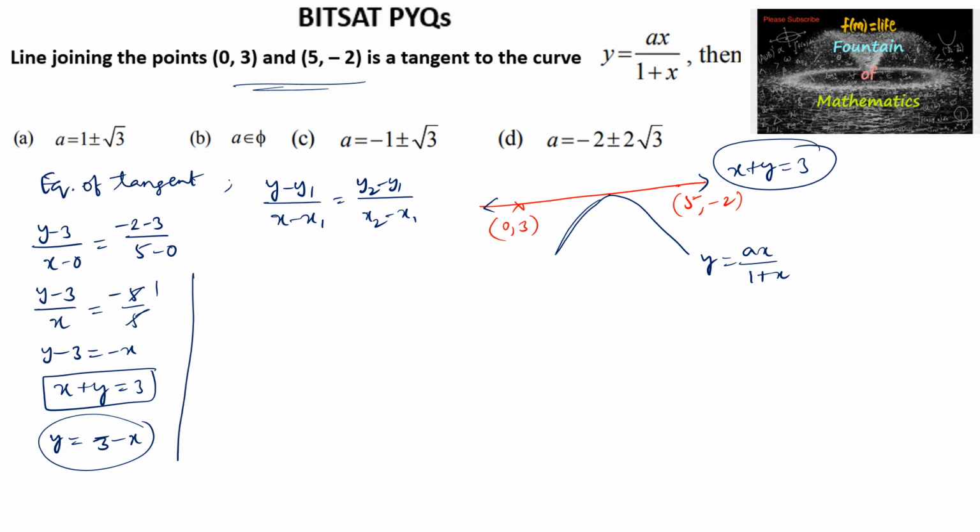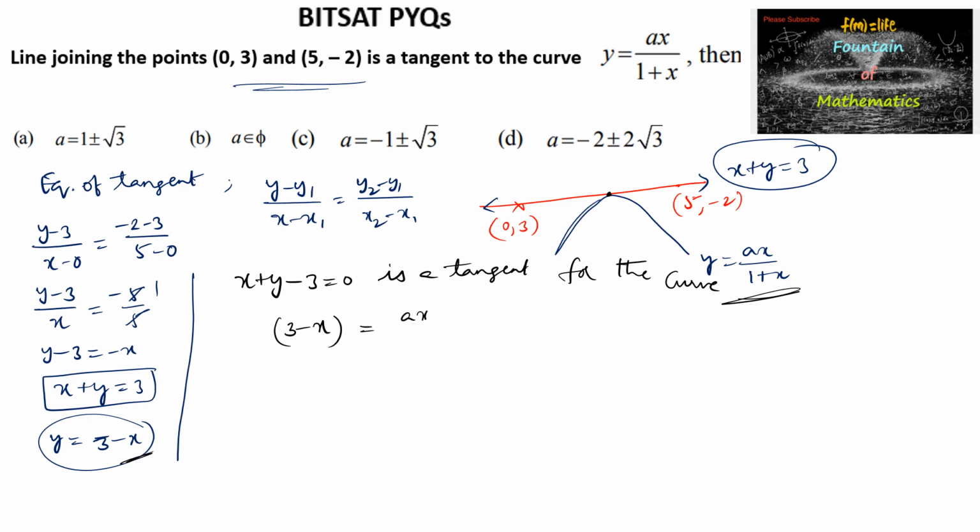To make sure that this line, x plus y minus 3 is equal to 0, is a tangent for the curve y is equal to ax upon 1 plus x, it must give equal roots. So if I substitute y is equal to 3 minus x here, so 3 minus x is equal to ax upon 1 plus x.